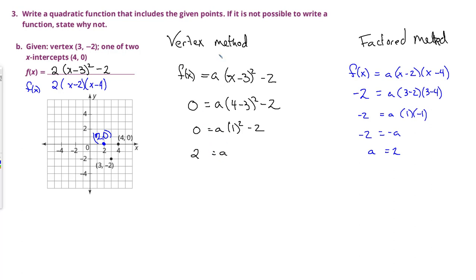So if you did the vertex method, the black is the one that would actually give you the process, and your equation would be 2 times x minus 3 squared minus 2. But if you did the factored form, you would go through and you still would get a 2 for A, but it's x minus 2, x minus 4.